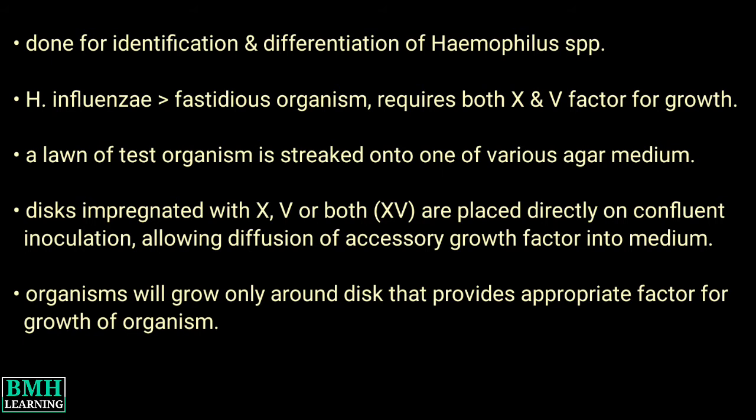Basically, a lawn of the test organism is streaked onto one of these agar mediums. The discs impregnated with X, V, or both XV factors are placed directly on the confluent inoculation, allowing diffusion of the accessory growth factor into the medium. The organisms will grow only around the disc that provides the appropriate factor for the growth of the organism. That is, the presence of growth around the disc but not elsewhere on the plate indicates a requirement for that particular factor.